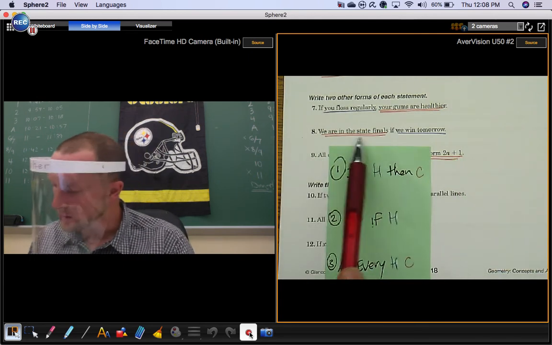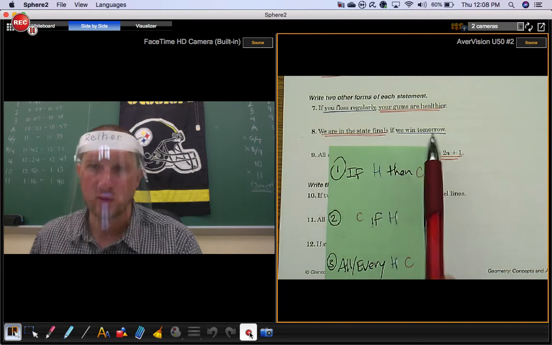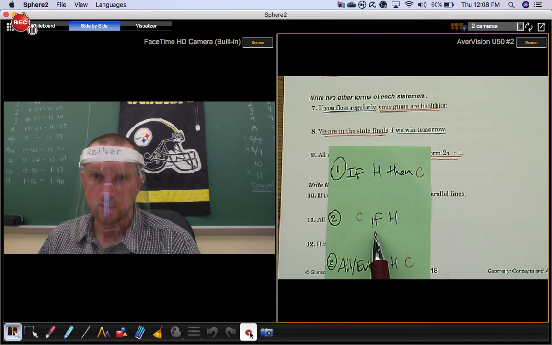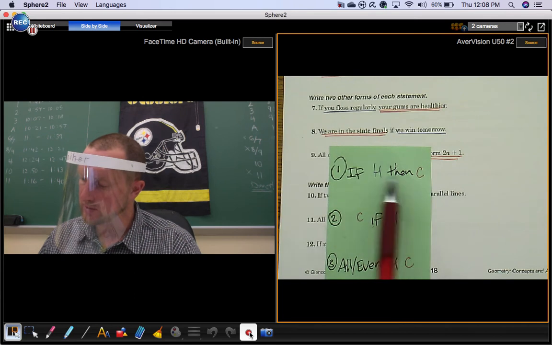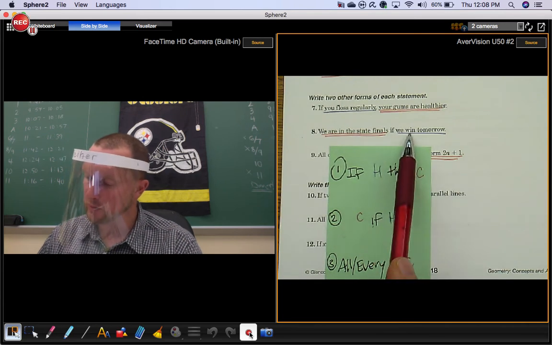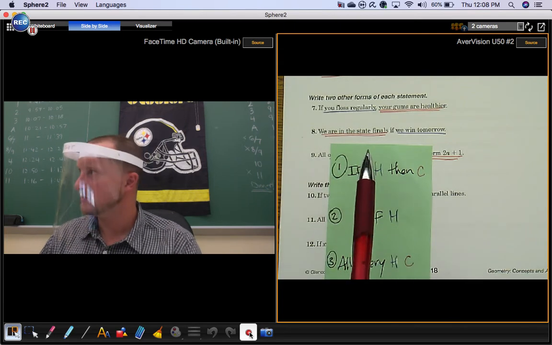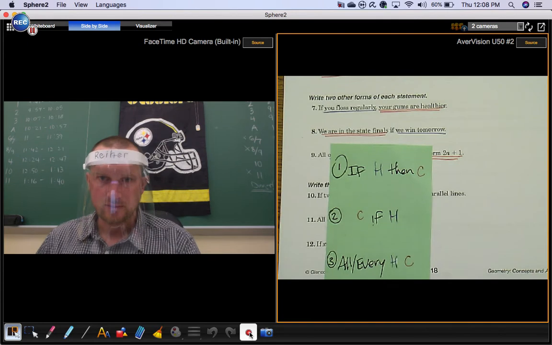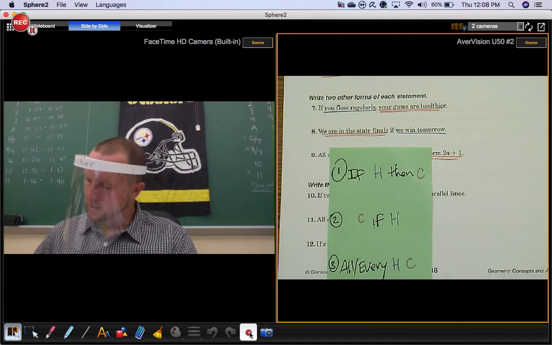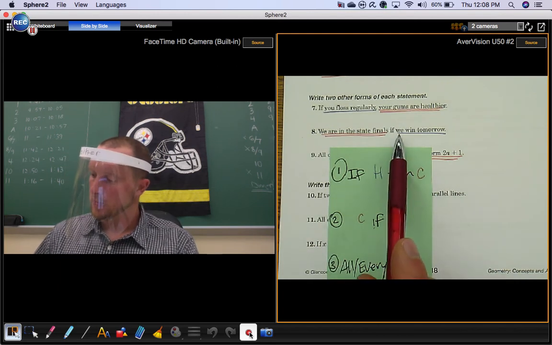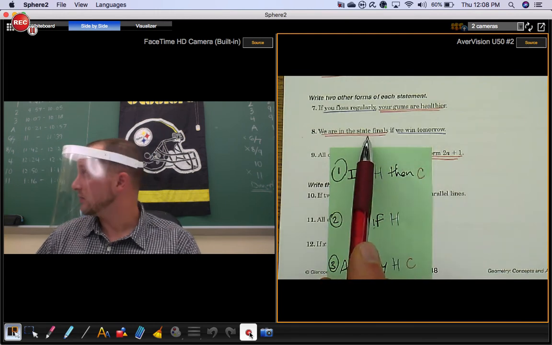Okay, number 8 says we are in the state finals if we win tomorrow. That's this form. If is in the middle. Okay, so we can structure it like this. We can say if we win tomorrow, then we are in the state finals. The other form for number 8 would look like this. Don't use if or then. Winning tomorrow puts us in the state finals.